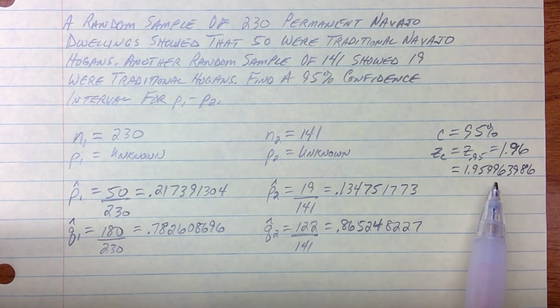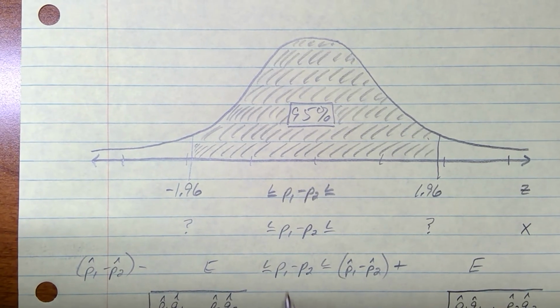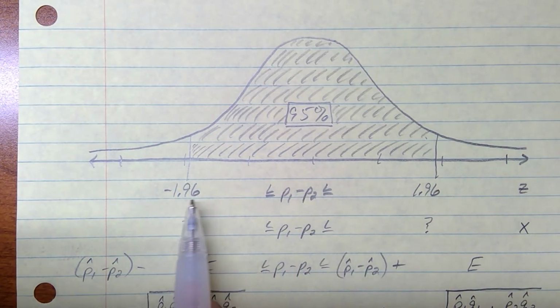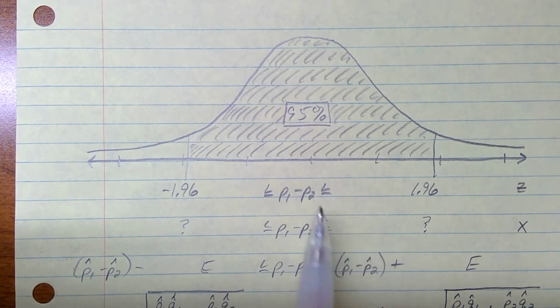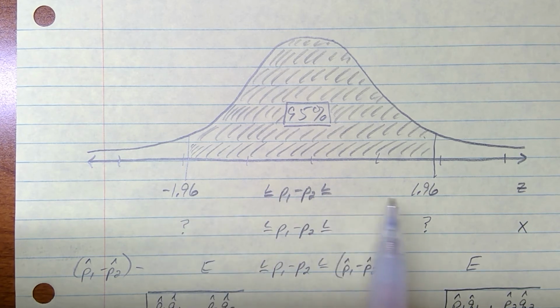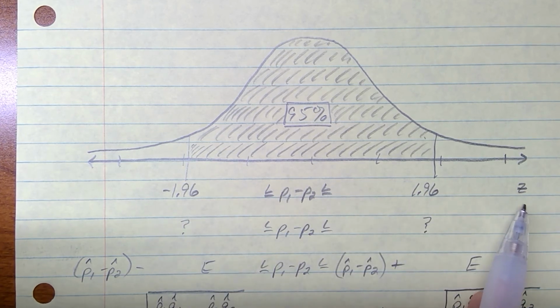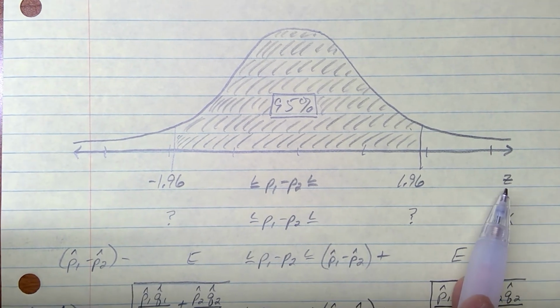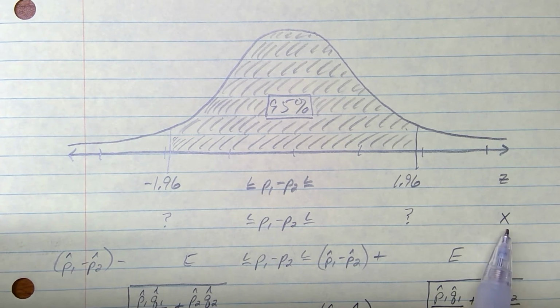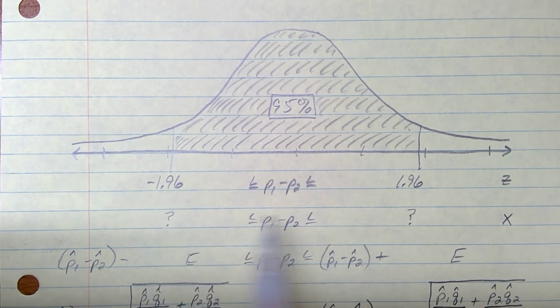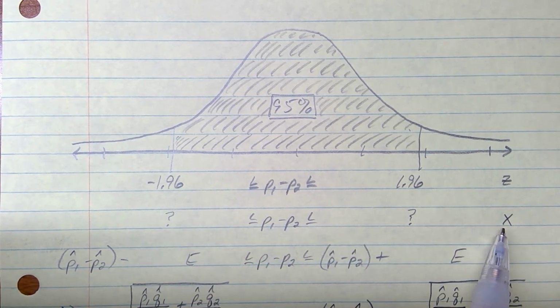Here's a more precise 1.96. All right, so it looks like this. The 1.96s are fencing in 95% of the area. All right, so I know the difference of the true proportions is somewhere between the 1.96s if we're speaking this language, if we're speaking Z-score. We don't want to speak Z-score. We want to use the X data. We want to use data from our word problem. I need to know the difference in traditional hogans. So what I need to do is change these 1.96s to story problem numbers.